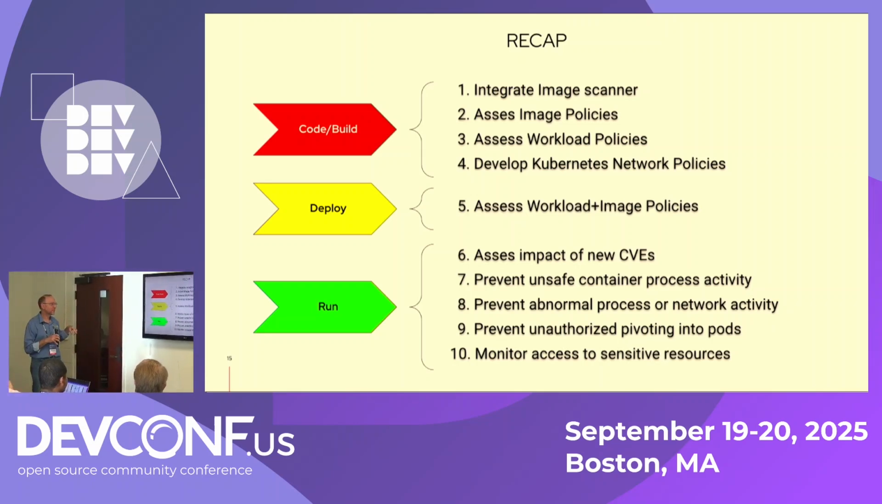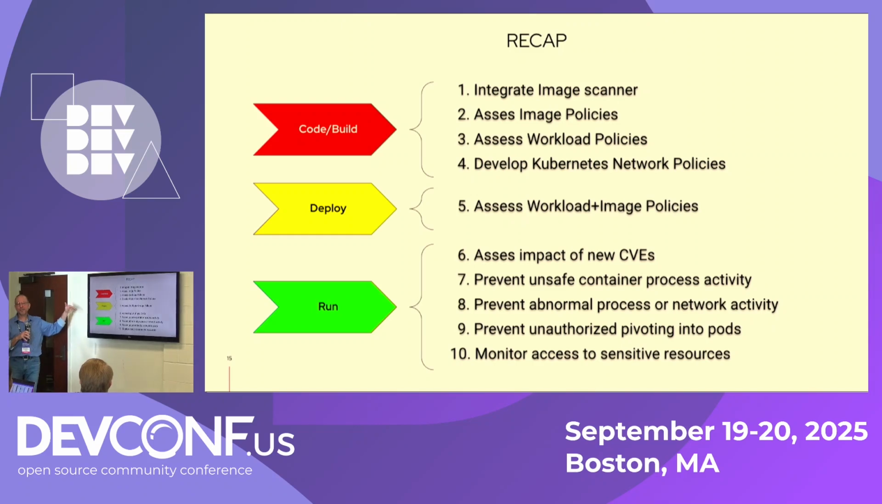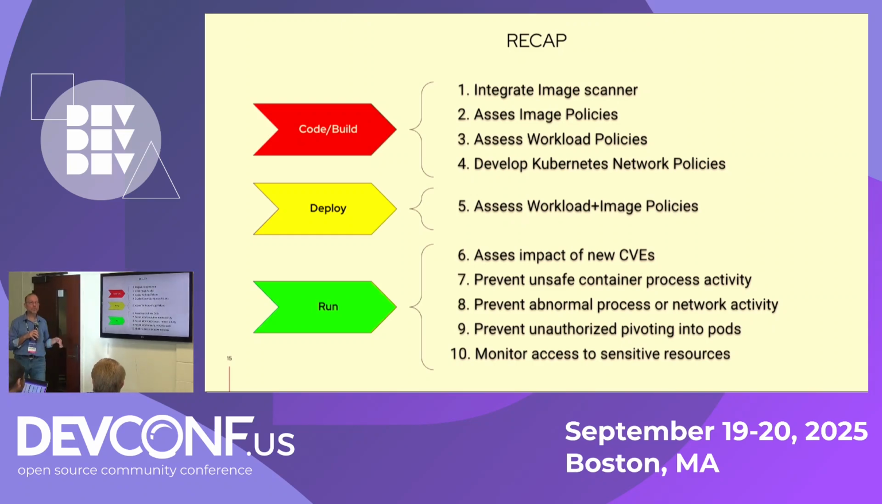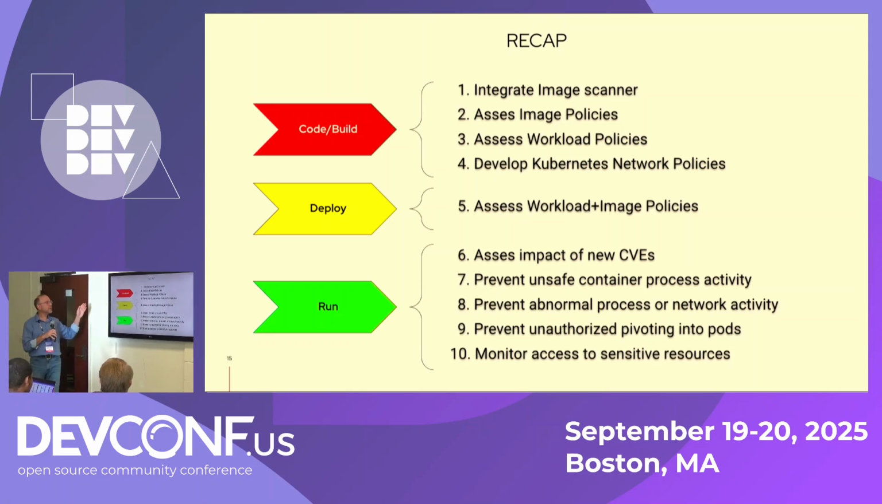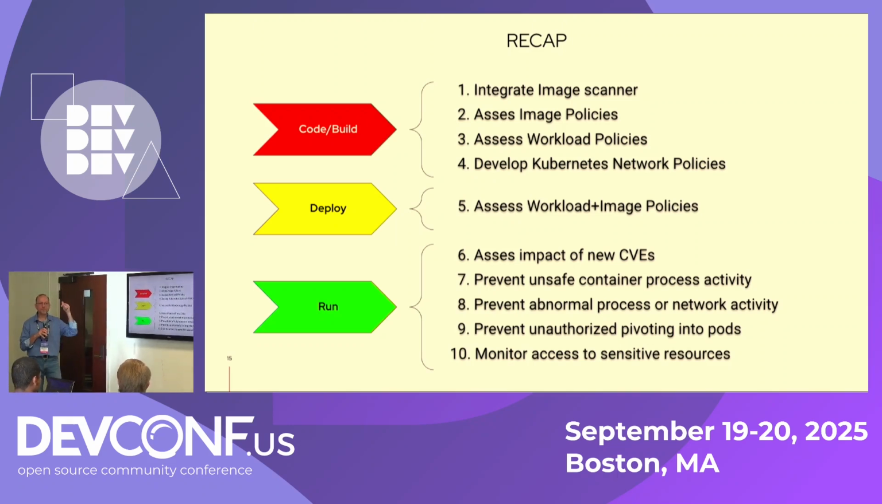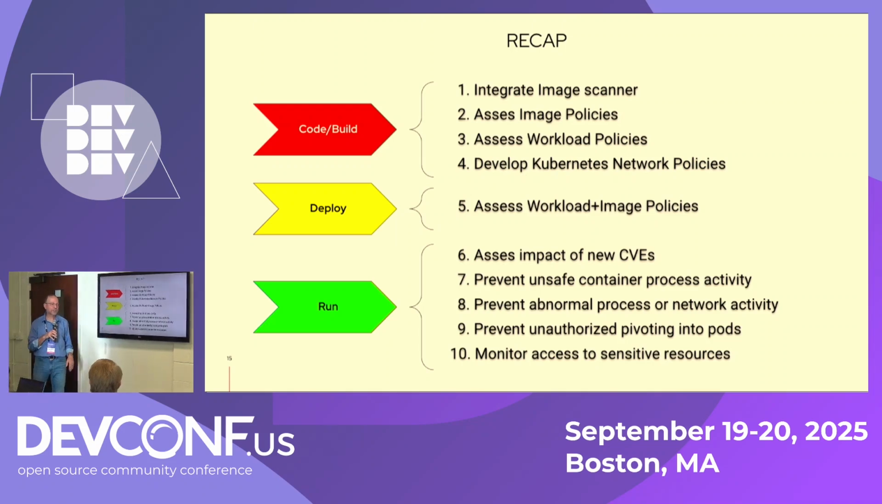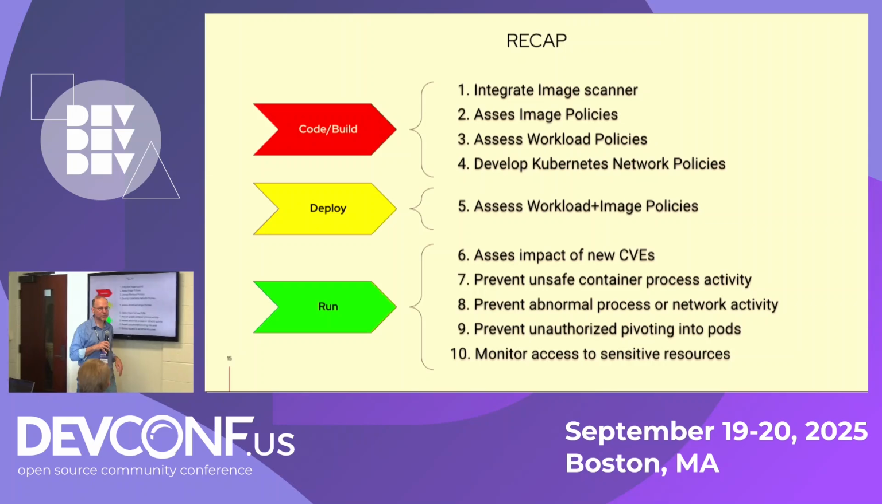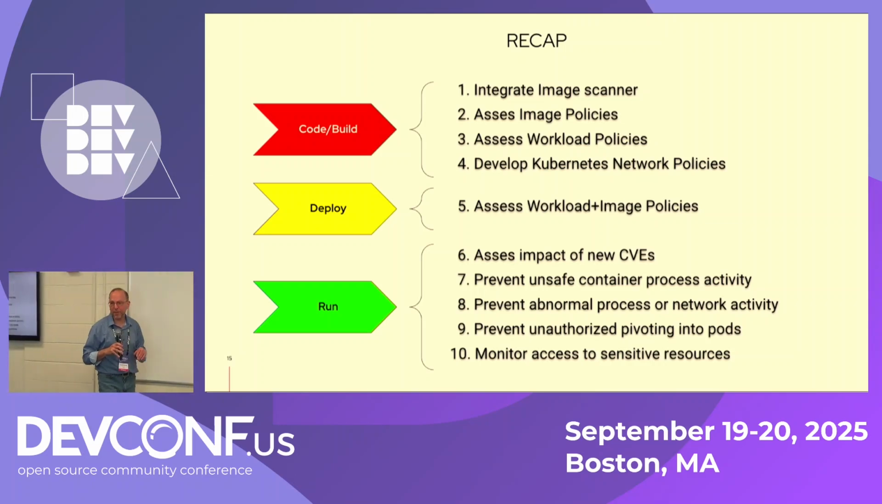Don't give up. And at deploy, use the same system to reject some of those dangerous violators. And think about your runtime security. What do you do when new CVEs are discovered? How do you prevent unsafe process or container behavior, or a specific process that you've identified? How do you cut the attack chain? And how do you monitor access to sensitive resources? Our time is over. Thank you very much.